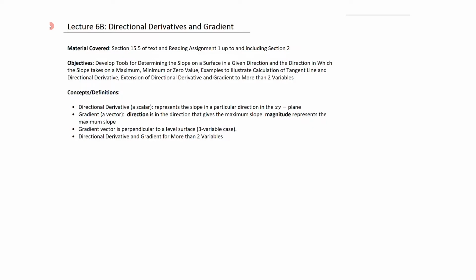including section 2. The objectives for this particular module are basically to develop the tools for determining the slope on a surface in a given direction and the direction in which the slope takes on a maximum, minimum, or zero value, and also examples to illustrate the calculation of the tangent line and directional derivative, and ultimately an extension of the concept of a directional derivative and gradient to more than two variables.